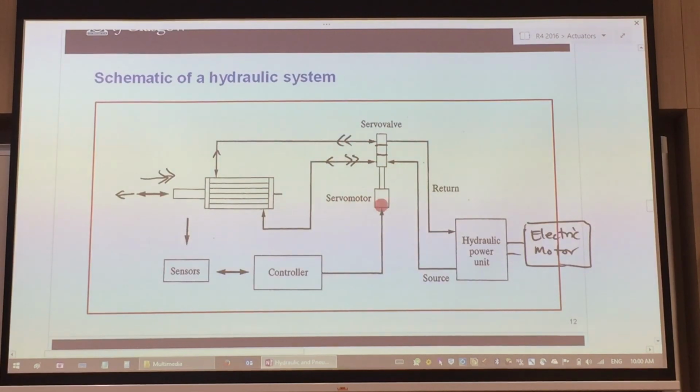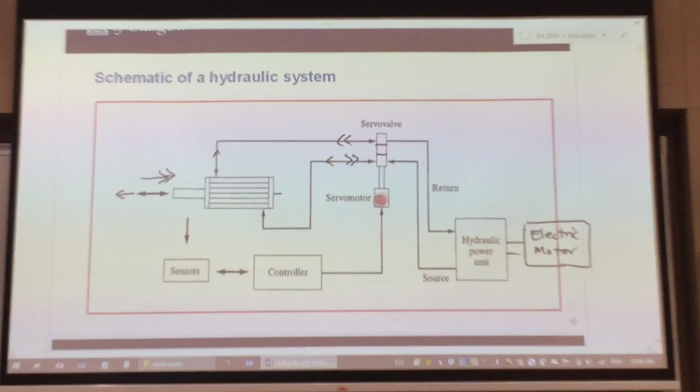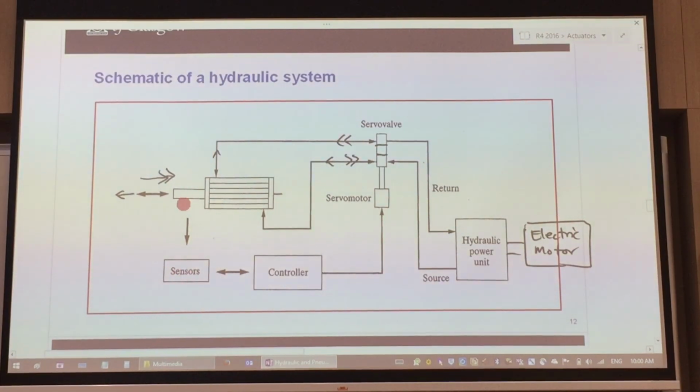The servo valve will be supplied by the movement of those three boxes. It's actually supplied by your servo motor. So you have a controller to provide that signal, and a sensor that you can place at your piston so as to provide that sensed data to your controller.